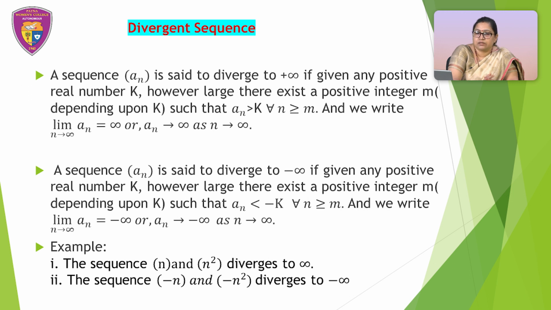Then we say that the limit of a_n as n tends to infinity is infinity. Similarly, a sequence diverges to minus infinity if there exists a positive number k such that a_n is less than minus k. So, for example, the sequences n and n square diverge to infinity, and the sequences minus n and minus n square diverge to minus infinity.